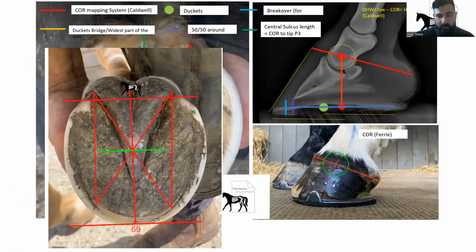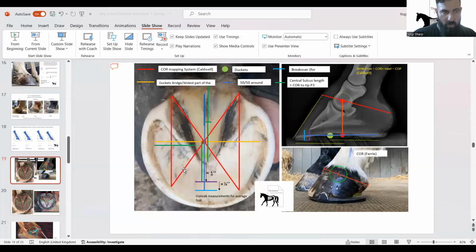Right. Okay, that thing's not meant to be there. So excuse me for that. Hang on, let me just get rid of that. Right.